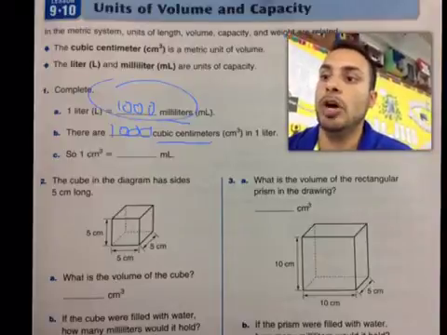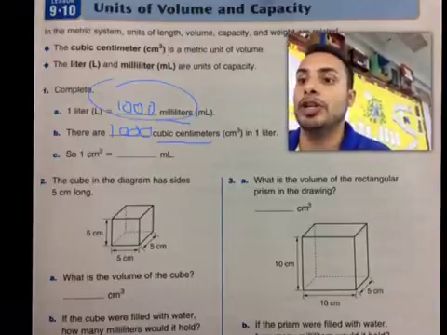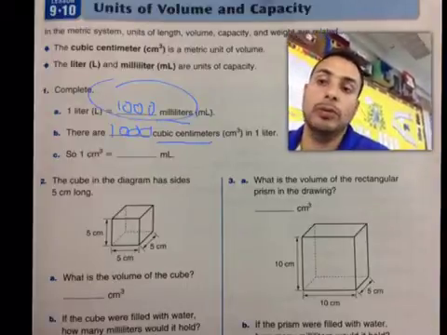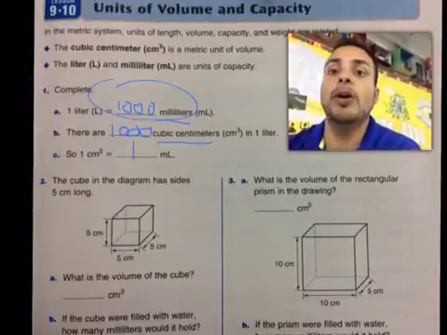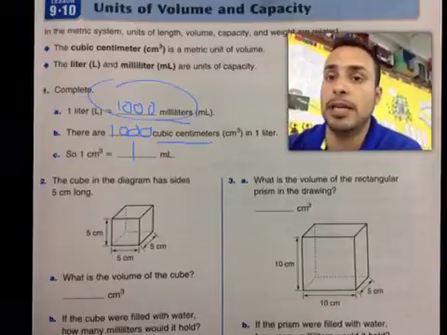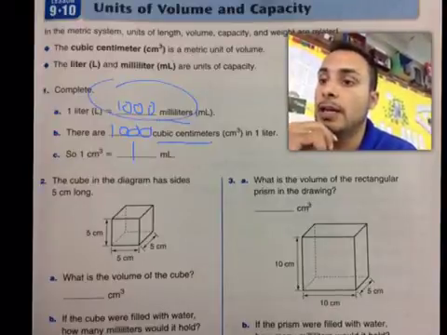So 1 centimeter cube is equal to how many milliliters? 1. I hope you understand that. If you don't, rewind and take a look at the explanation that we just had. Continuing on.